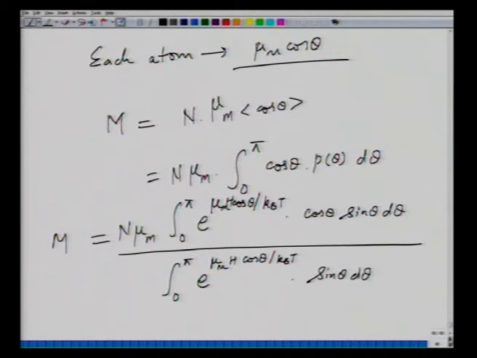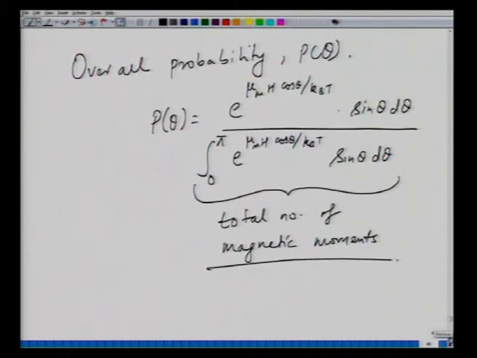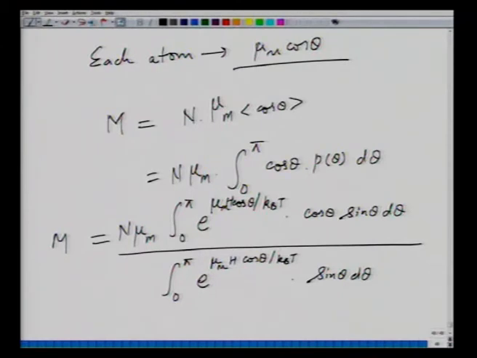So you just go back to the previous picture. We have the integral from 0 to pi of e to the power mu m H cos theta by k B T sin theta. This is the total number of magnetic moments, and this expression gives you the probability that you have moments between theta and theta plus d theta. Then when you multiply this by mu m cos theta, you get the total magnetic moment.